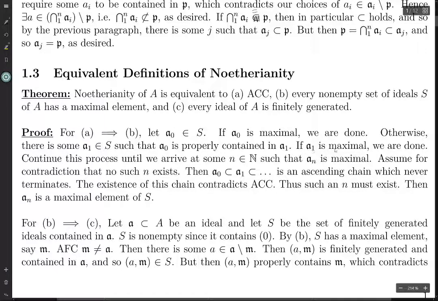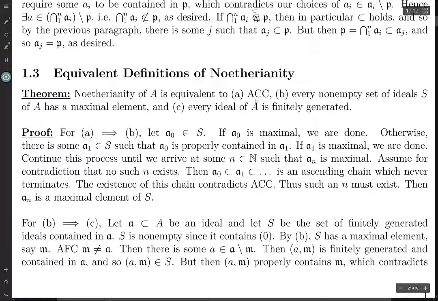Then, again, if A_1 is maximal, we're done. Otherwise, there exists some A_2 such that A_1 is properly contained in A_2. And continue this process until we arrive at some natural number n such that A_n is maximal. Assume for contradiction that no n exists, then that means A_0 contained in A_1, and so on, is an ascending chain which never terminates, which contradicts the ascending chain condition, and thus if the ascending chain condition holds, then every non-empty set of ideals S of A has a maximal element, and we're done.